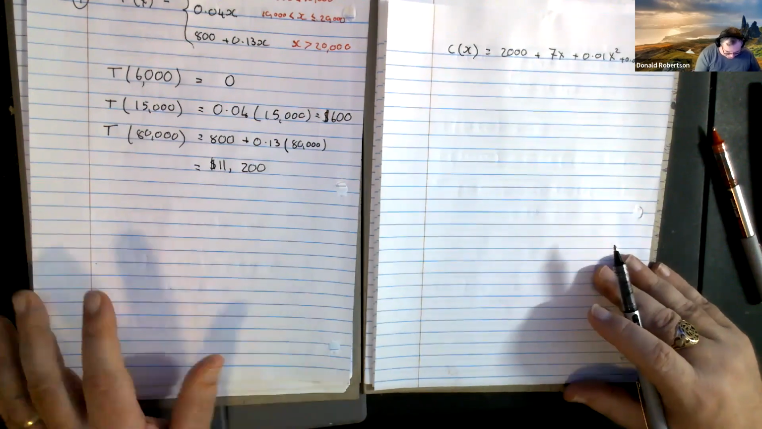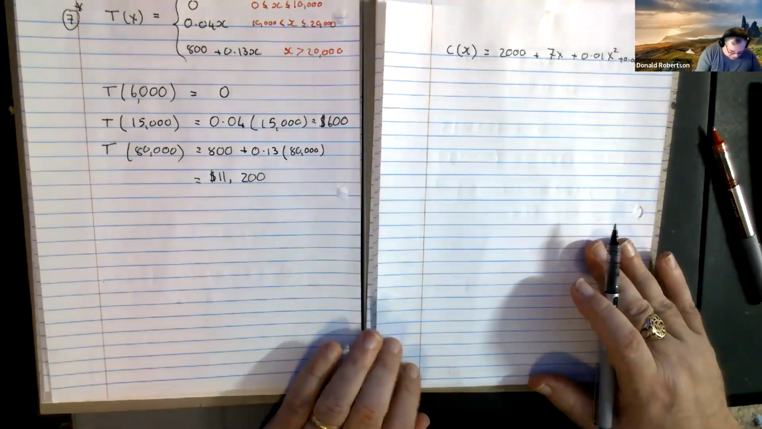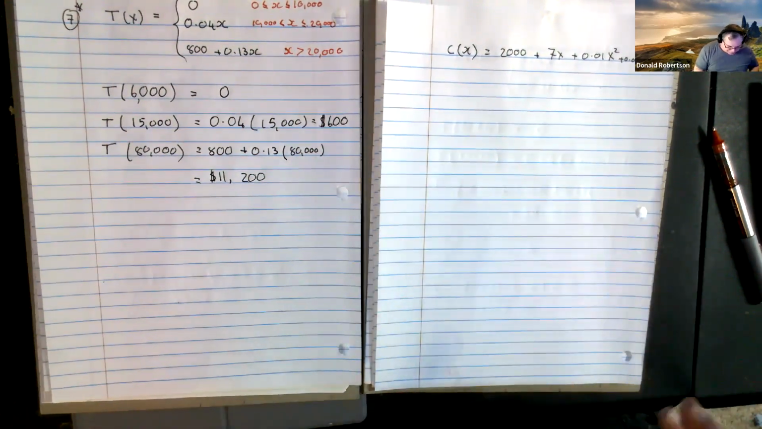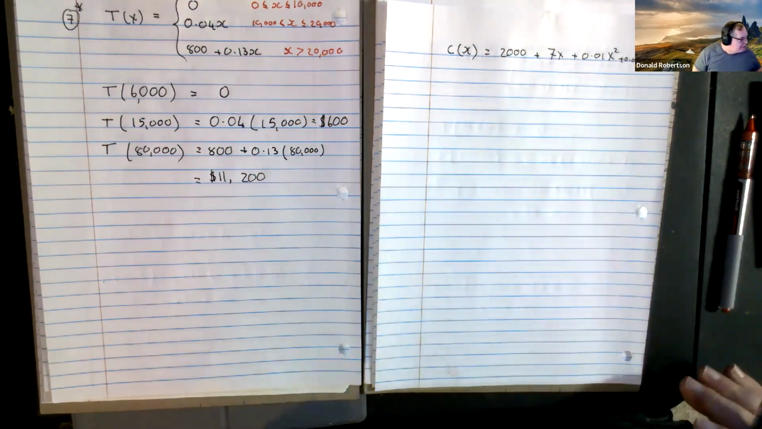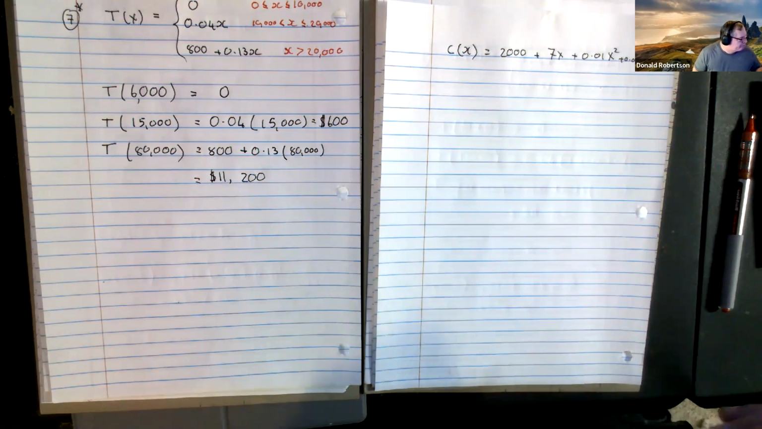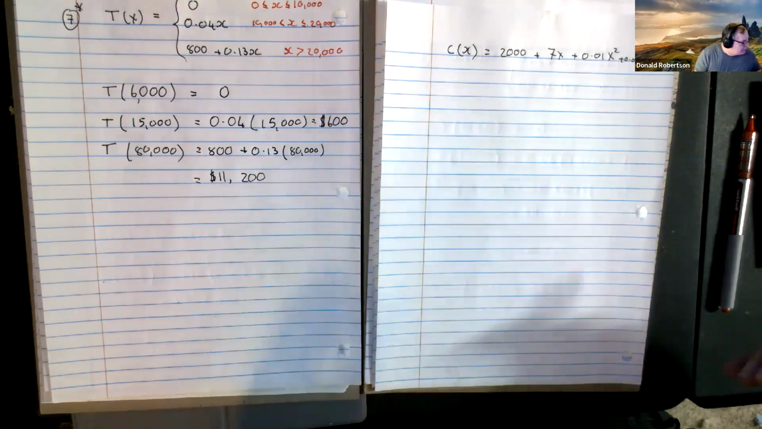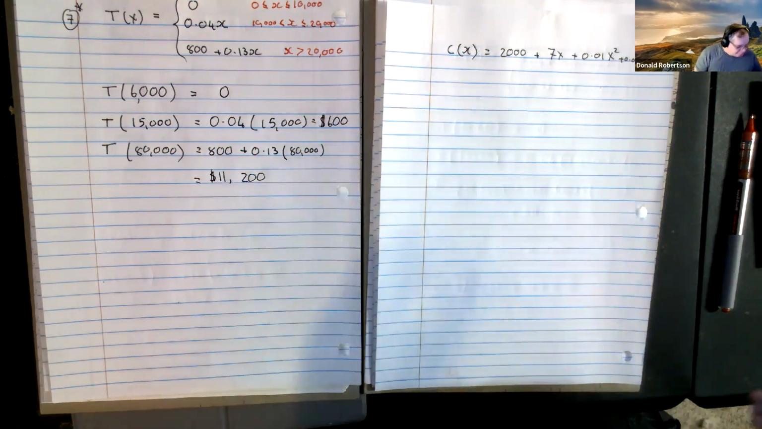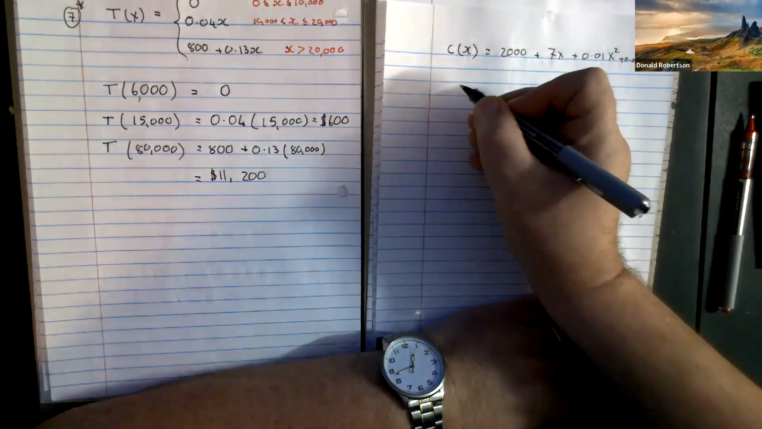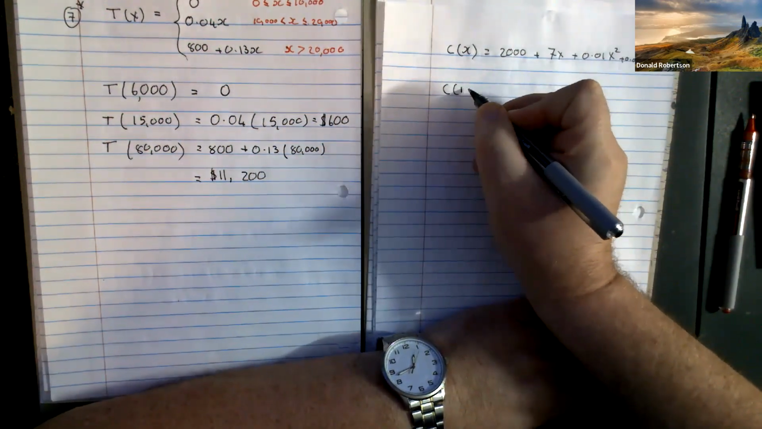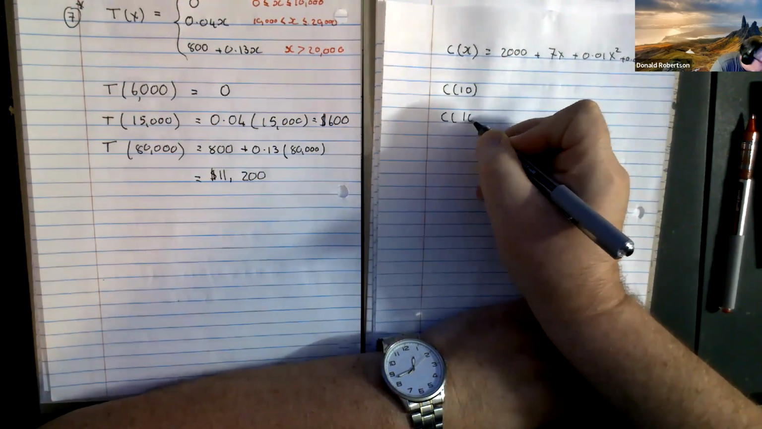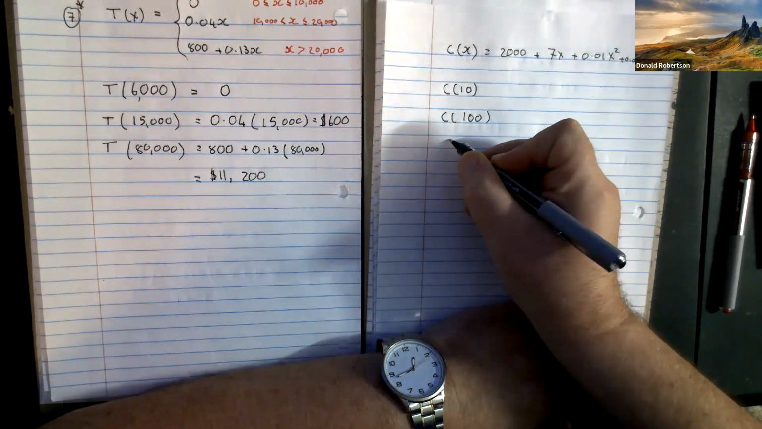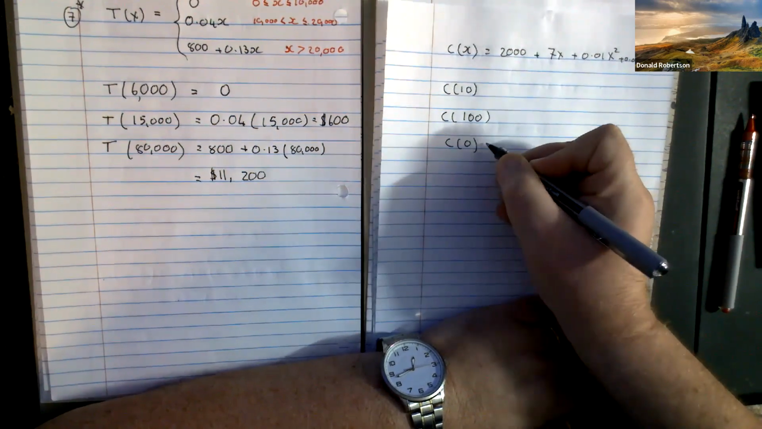I want you to think of this as a factory production, not somebody just making one at home or something. So we're talking about what it might cost in different circumstances. So you could be asked to find C of 10, or you could be asked to find C of 3, and you could also be asked to find C of 0.